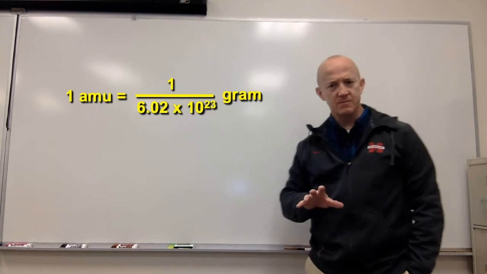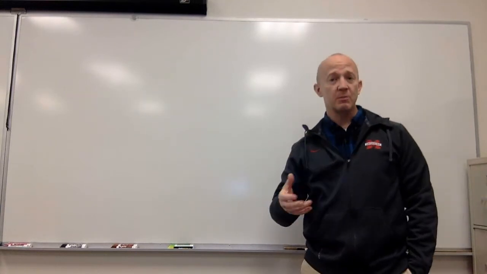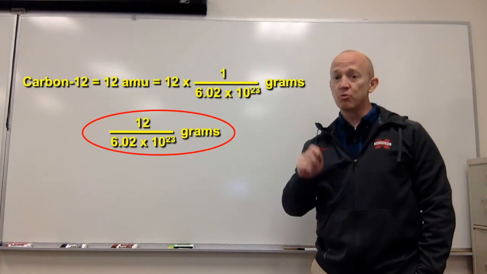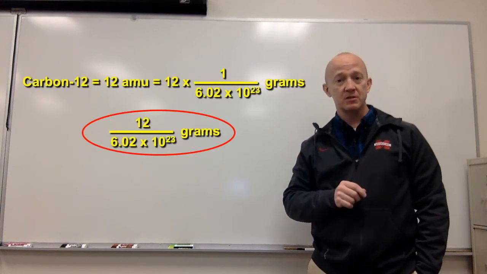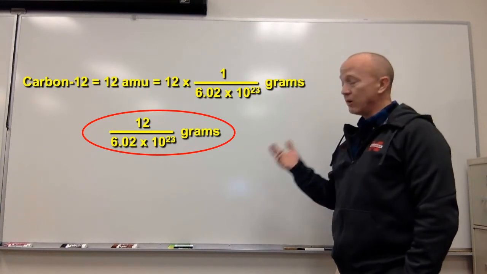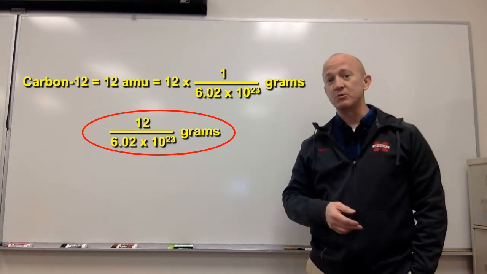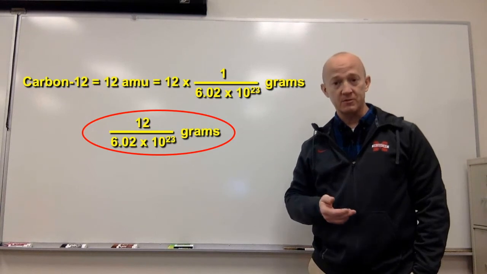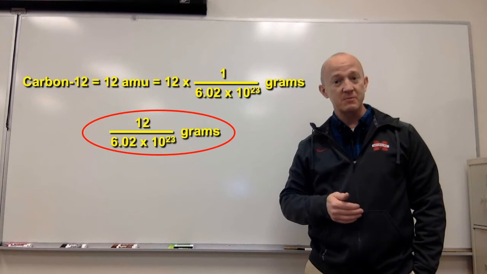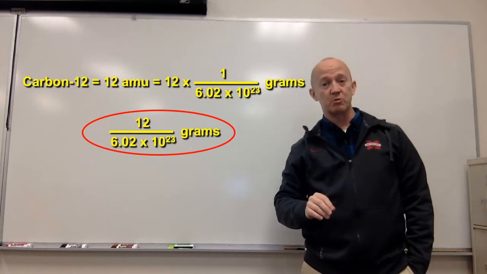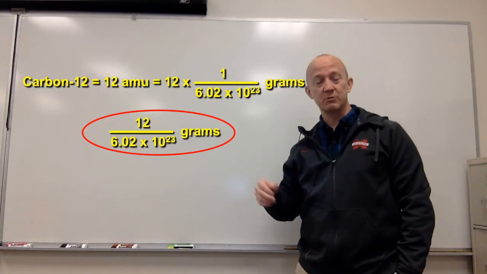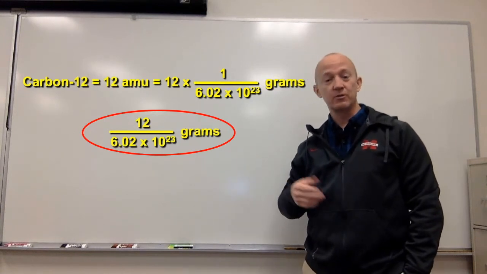So watch this. Let's say we have a carbon-12 atom. A carbon-12 atom has a mass of 12 atomic mass units. But how much would that be in grams? Well, it would actually be 12 divided by 6.02 times 10 to the 23rd grams. So now, what would the mass of 1 mole of carbon-12 atoms be? Again, 1 carbon-12 atom would have a mass of 12 divided by 6.02 times 10 to the 23rd grams.